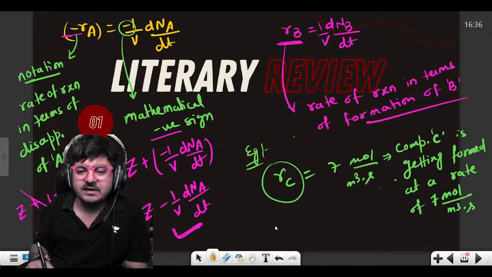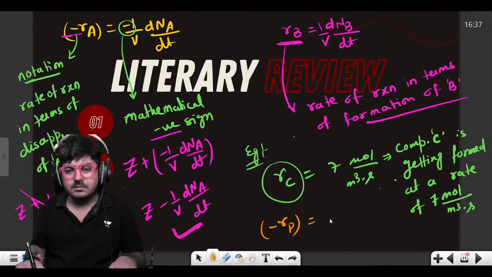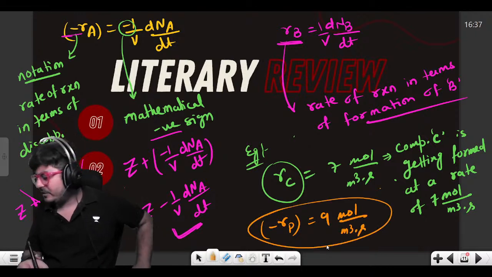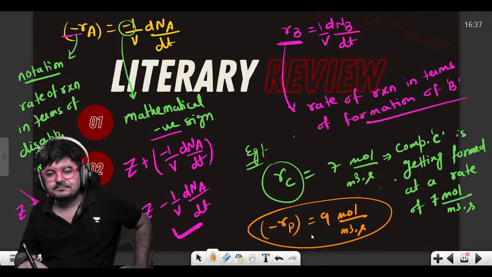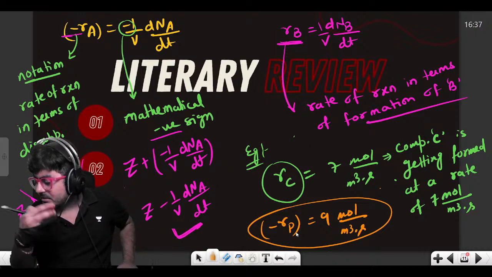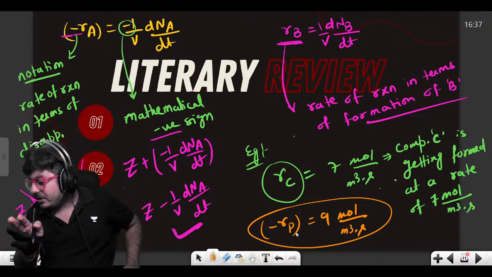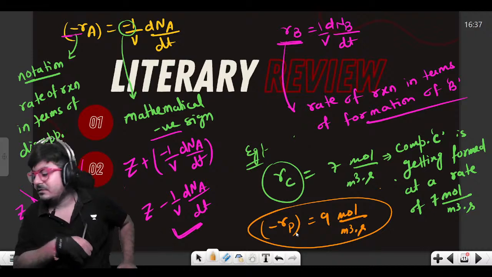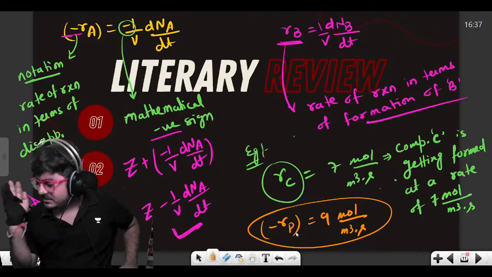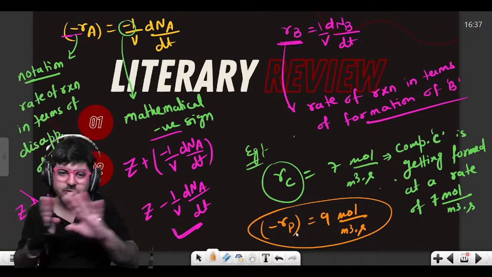तो ऐसे ही अगर सपोज अगर कहीं पे दिया हो माइनस आर पी इक्वल टू 9 मोल पर मीटर क्यूब पर सेकेंड, तो इसका क्या मतलब होगा? What will be the meaning? The meaning is component P is getting disappeared or consumed at a rate of 9 mole per meter cube per second. Clear? I hope this is clear to everyone.